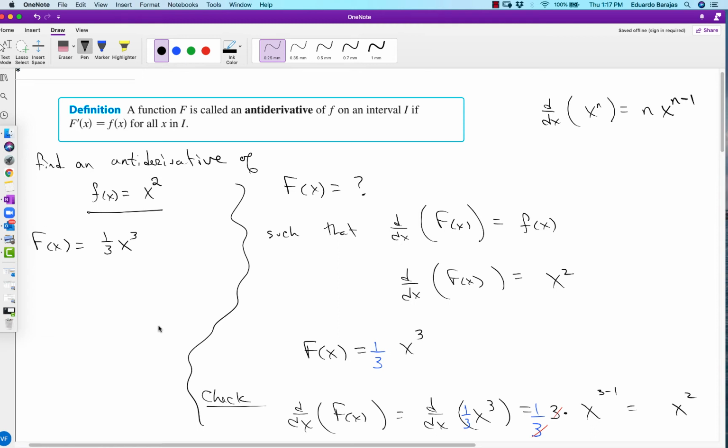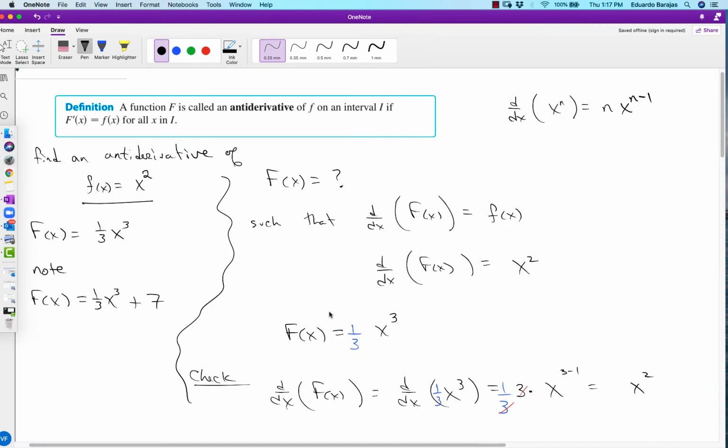However, notice that it's not the only answer, because if we let capital F of x equal 1/3 x cubed plus 7, that's also going to be an answer. When I take the derivative of this function, I'm still going to get x squared. Let me zoom out a little bit more.